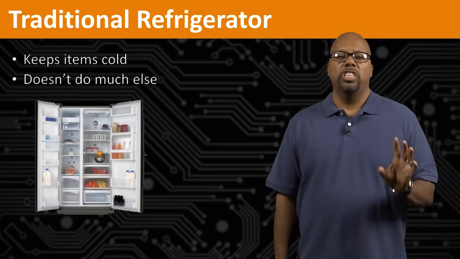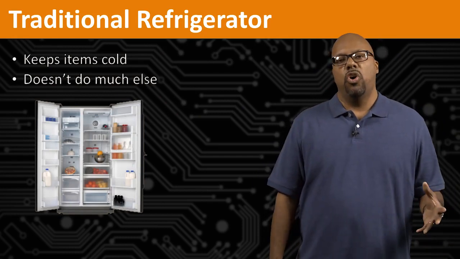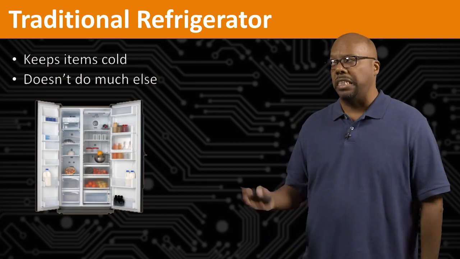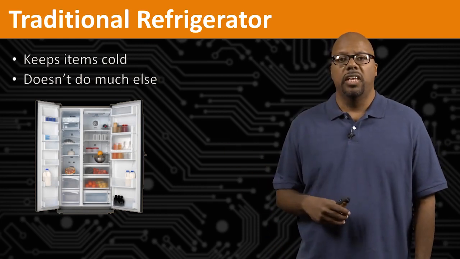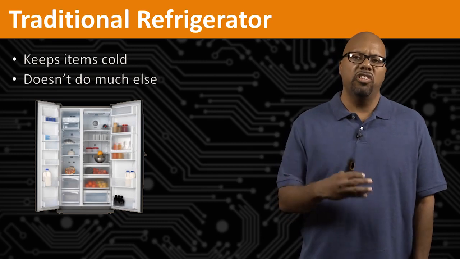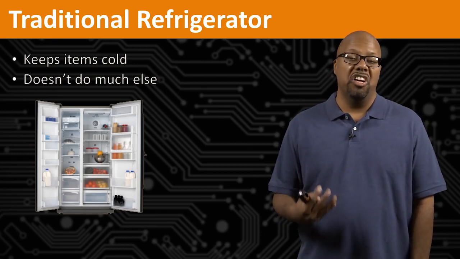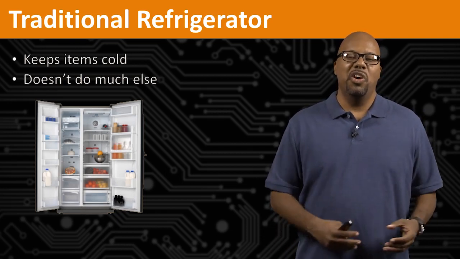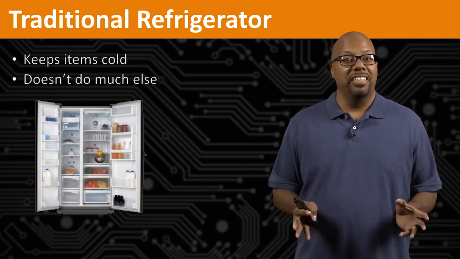So, a traditional refrigerator keeps items cold, right? This is a non-Internet of Things refrigerator. It keeps items cold, you put things in it, food, whatever it is. A real simple interface, and everybody knows how to use it. Decades ago, it was the same interface. I suppose there were refrigerators 100 years ago, and they looked basically the same.